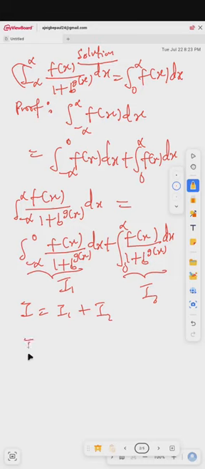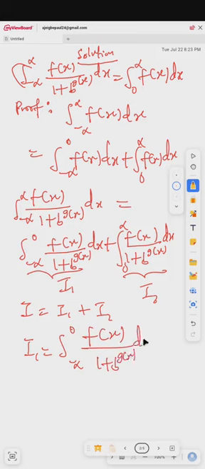So we have I1, which is the integral from negative alpha to 0 of f of x over 1 plus b raised to the power of g of x dx. Okay, then we can make a substitution here by letting u equal negative x. So if u is equal to negative x, then we have du equals minus dx. Don't forget that the limits are going to change. When x is 0, u equals 0, and when x is minus alpha, u equals alpha.